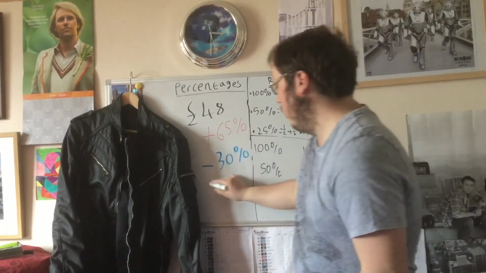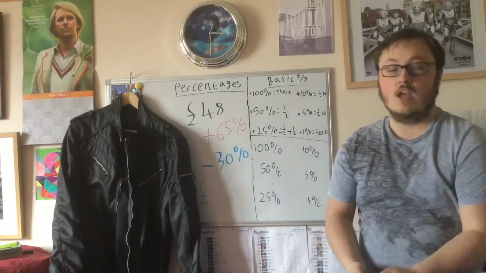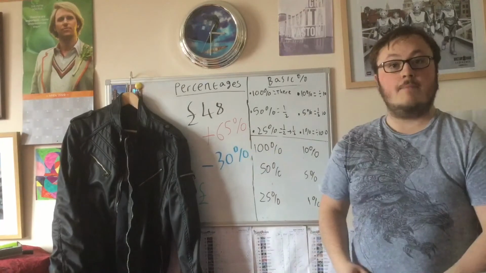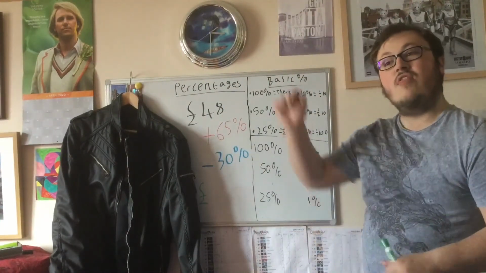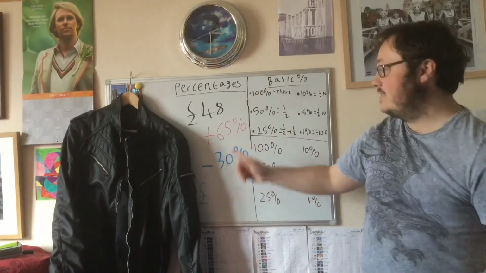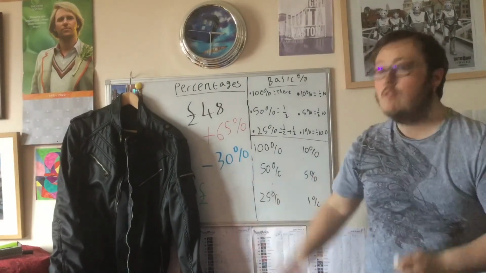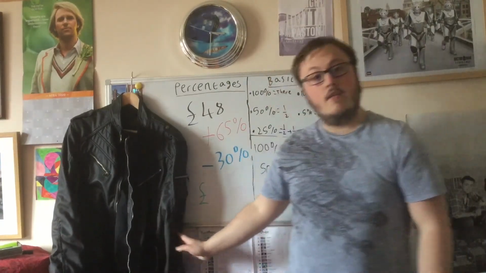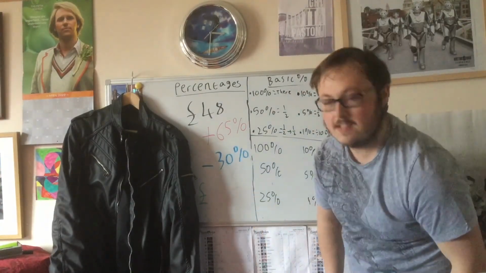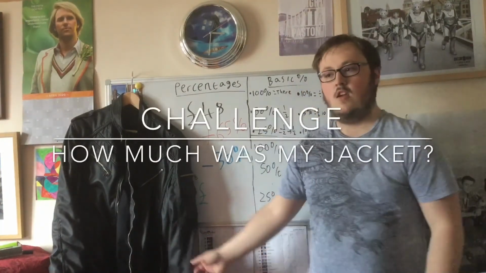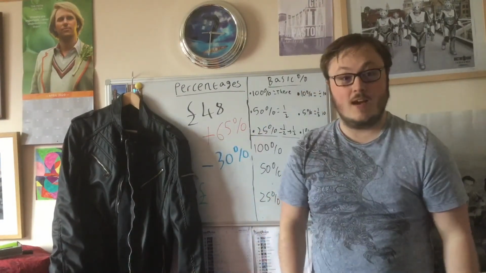How much was the jacket when I bought it? So it started at £48. It increased by 65%. Then that price decreased by 30%. And I bought it at that point. How much did I buy the jacket for? So that is your challenge for tonight. How much did I spend on this lovely piece of fabric over here? You have till tomorrow to work this out.